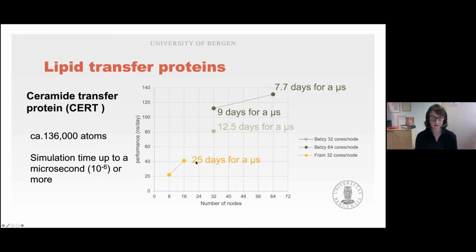A microsecond simulation on FRAM would have taken us 25 days for 1 microsecond. And I remind you that we run many more simulations than the one I'm just showing on the screen. With Betzy, which is what has been used mostly for that system over the summer, we can go down to 12, 10, or less than 8 days for only 1 microsecond. So it's a tremendous improvement. And the most important thing here is that we can study larger systems.